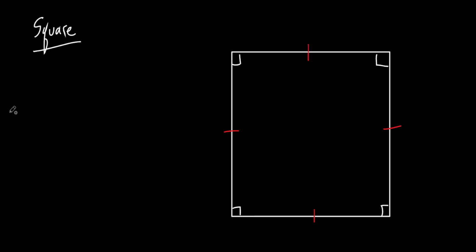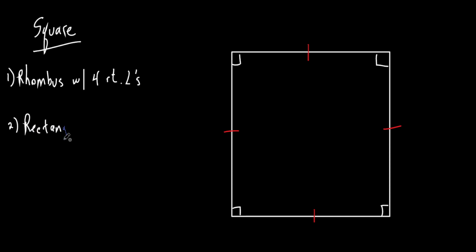Well, you could look at it as a rhombus with 4 right angles. You can look at it 2 ways. I'll put a 1 here and a 2. You could look at it as a rhombus with what? 4 right angles. Agreed? Or you could look at it as a what? As a rectangle with what? With 4 equal sides. Would you agree that's true? Either one of those, okay? You could look at it as this or this. So that's a square.